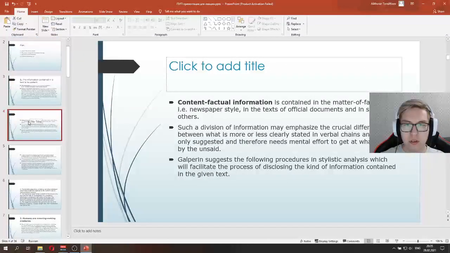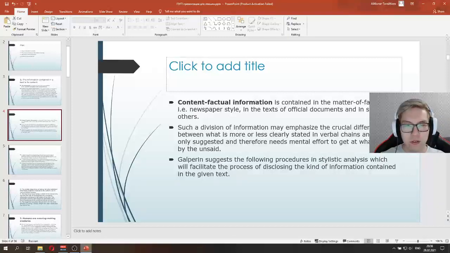The second one is content factual information. It's contained in the matter-of-fact styles, such as newspaper styles, in the text of official documents, and in some others. Such a division of information may emphasize the crucial difference between what is more or less clearly stated in verbal chains and what is only suggested and therefore needs mental effort to get at what is said by the unsaid.